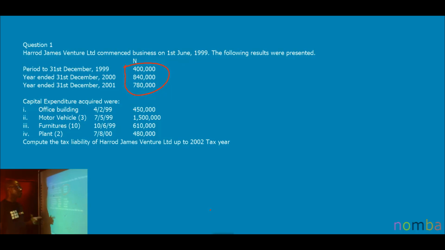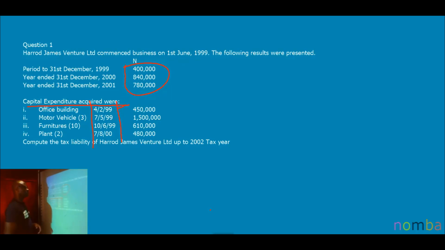Now, we are told that during the years, capital expenditures were made. In other words, interpreted in financial accounting language, assets acquired. Remember, in tax, we call them capital expenditure; we don't really call them assets. So I have this office building. The whole of this is the dates that they were acquired.